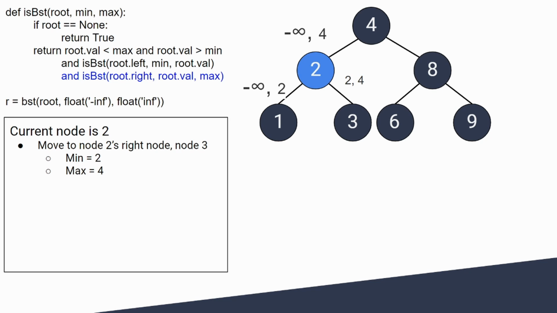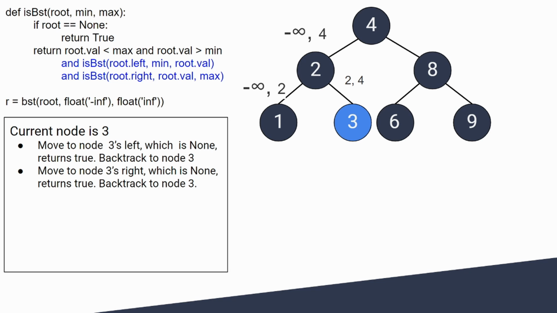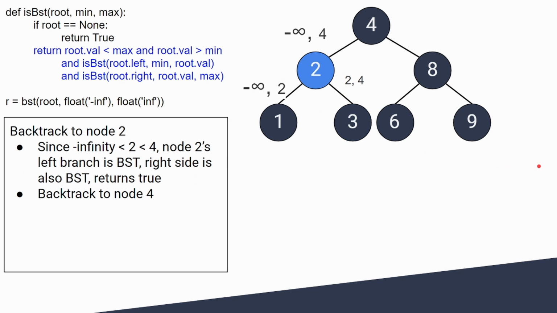Then you move to its right node, which would be 3. You pass down the minimum of 2 and the maximum of 4. Since 3 is in between 2 and 4, you look at its left, which is none. Then you backtrack back to 3, and then the right, which is none. So you backtrack back to 3, and then you backtrack to 2. Now, since 2 is in between negative infinity and 4, the left branch is a binary search tree. Then you backtrack back to 4.